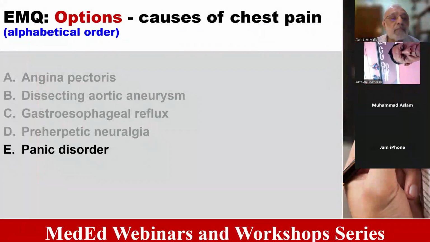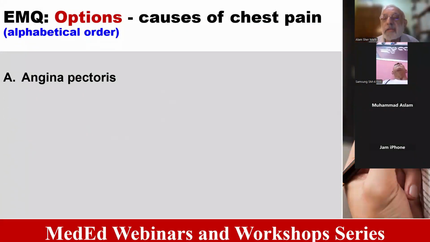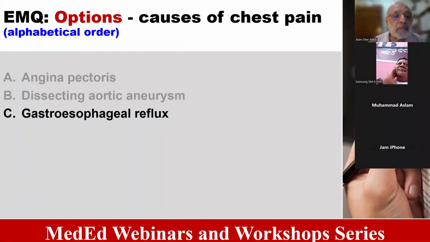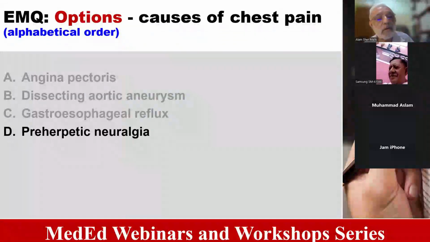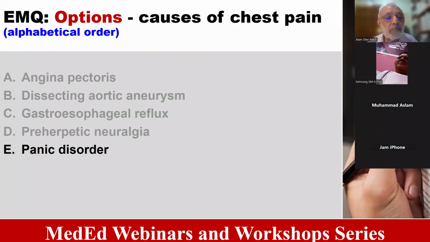If you see here, the options or causes come from very different areas. Angina pectoris, dissecting aortic aneurysm, then we are talking about gastroesophageal reflux, we are talking of preherpetic neuralgia, and then panic disorder from psychiatry, for example. So this is our list of options.